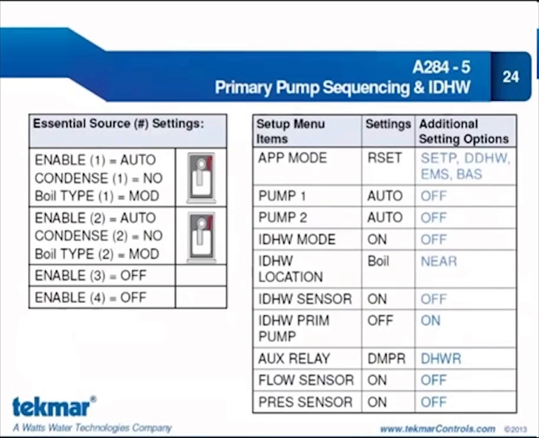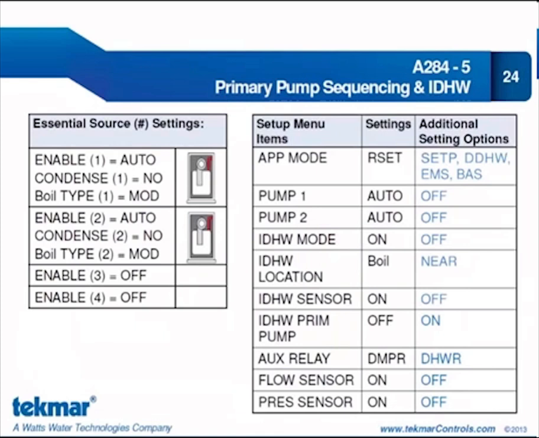Here are the essential settings for application 5. Again, we start with the source menu for each of our boilers. We enable the boilers with auto. Are they condensing? No. What type are they? Modulating. The remaining essential settings are in the setup menu. Our application mode is reset so that we can provide outdoor temperature reset water temperature for our space heating zones.